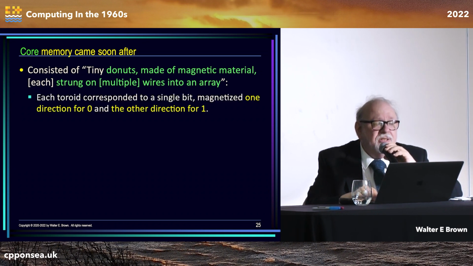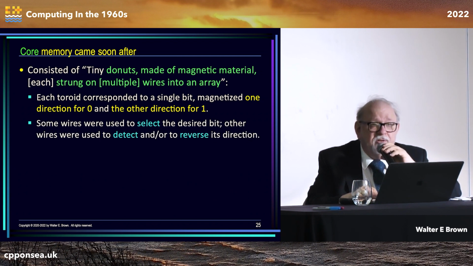Core memory consisted of tiny donuts of magnetic material strung on multiple wires in an array. Each of the toroids corresponded to a single bit. Yes, it's a hardware bit. And it was magnetized in one direction for a 0 and the opposite direction for a 1, and there were different conventions depending on what machine you had. Some of the wires were used to select the bit you wanted, and others were used to read or to write the bit.